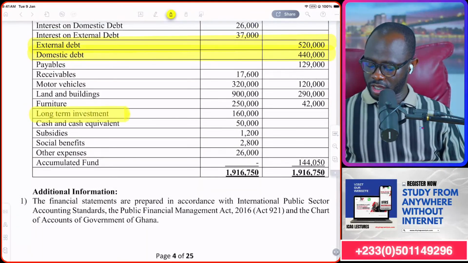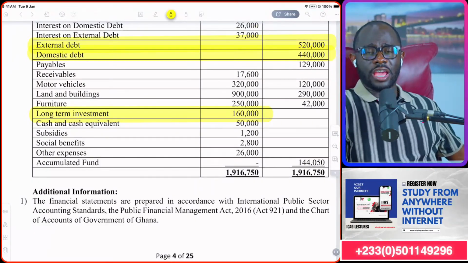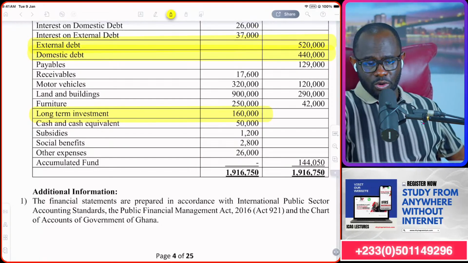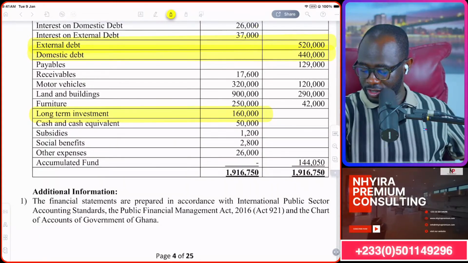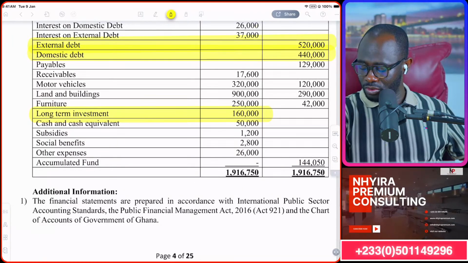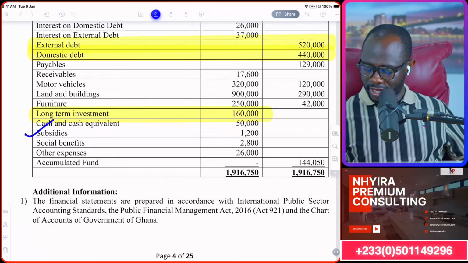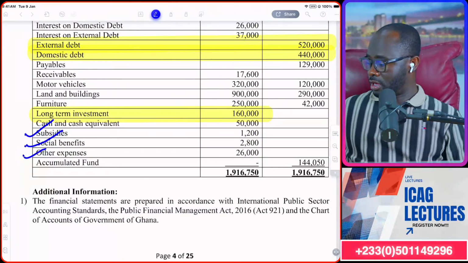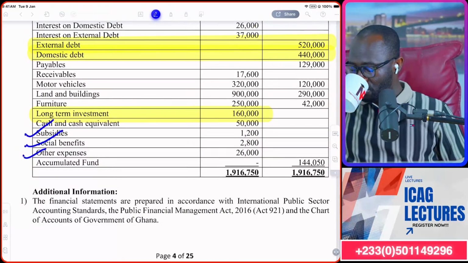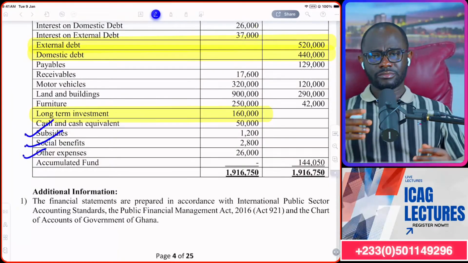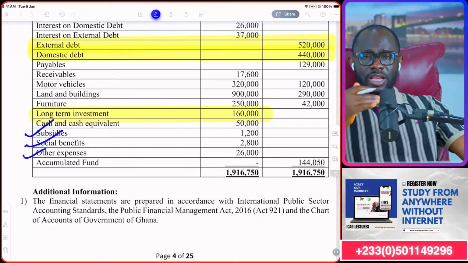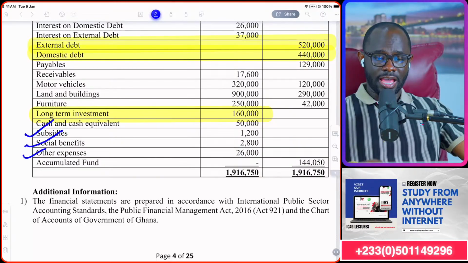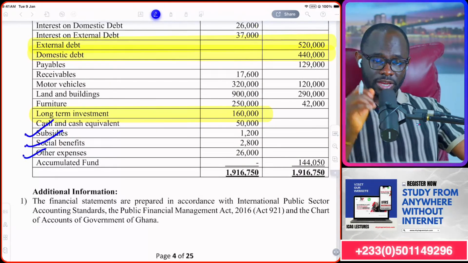Next, long-term investment. That's a non-current asset, intangible non-current asset. So we'll bring it up later in the discussion. Cash and cash equivalent will come. Subsidies, we will bring it. Social benefit, we will bring it. Other expenses, we will bring it. So those are going to be direct line items that we are going to be bringing on the face of the financial statement. Are you getting it? Direct line items that we will bring on the face of the financial statement.